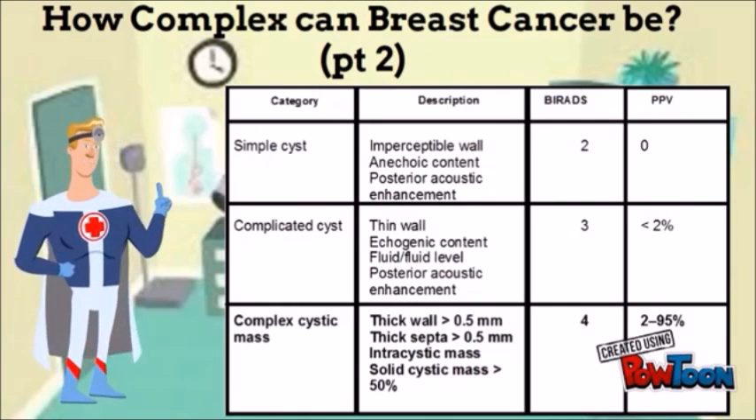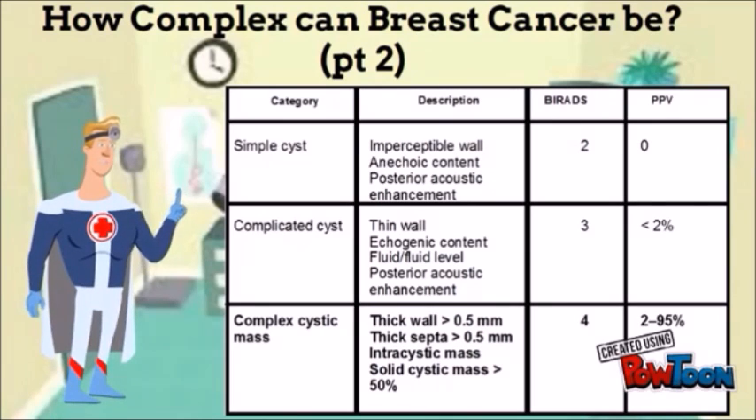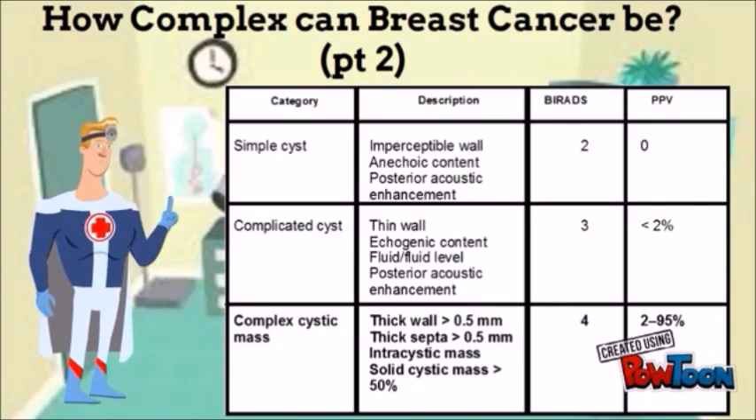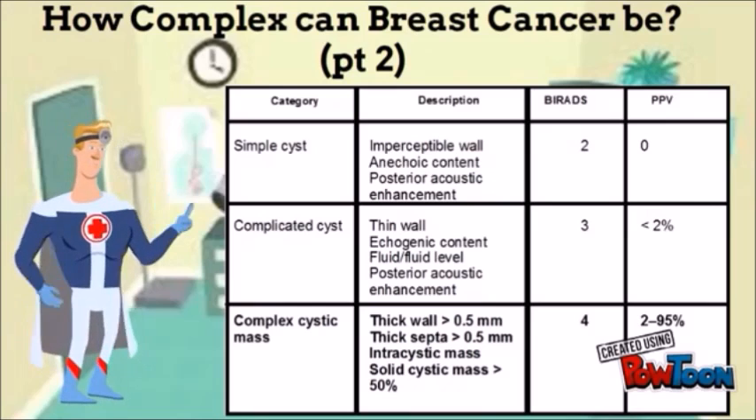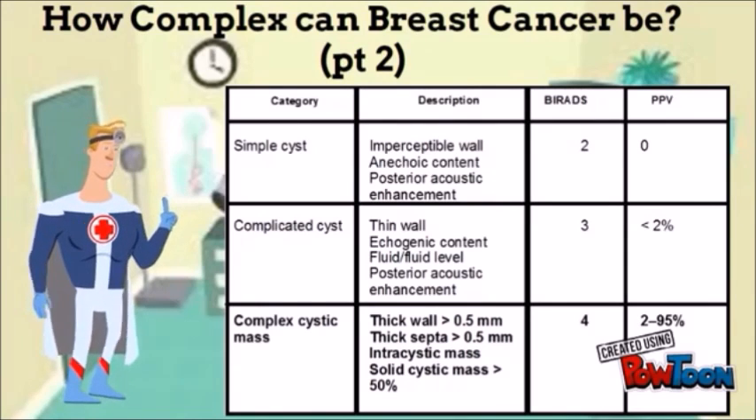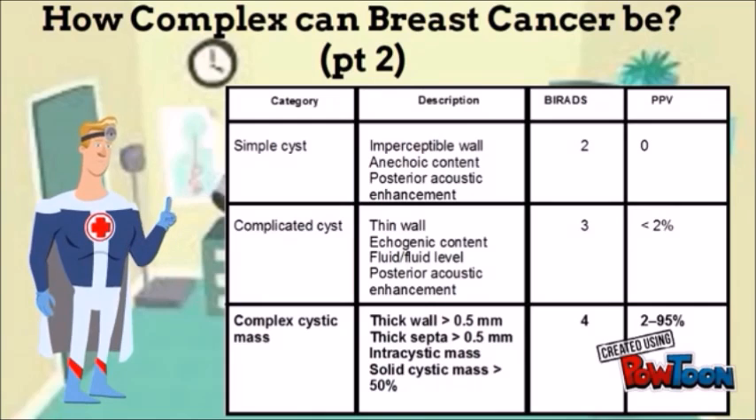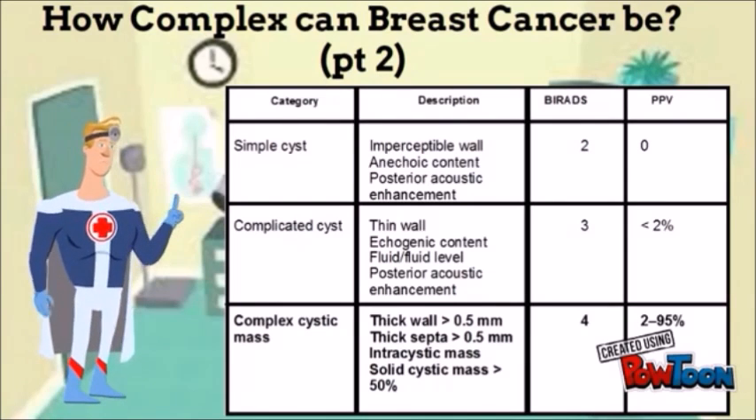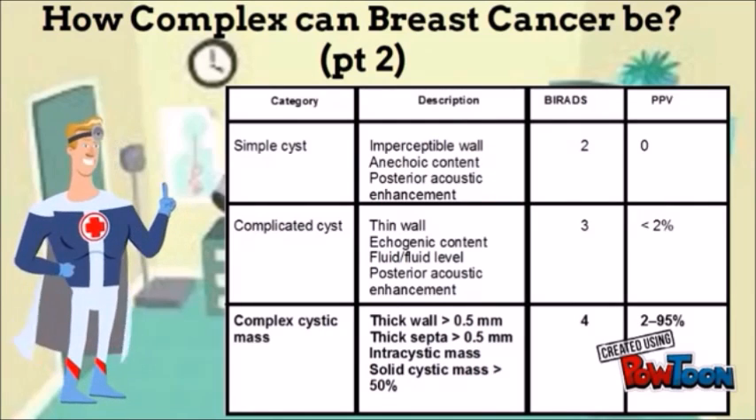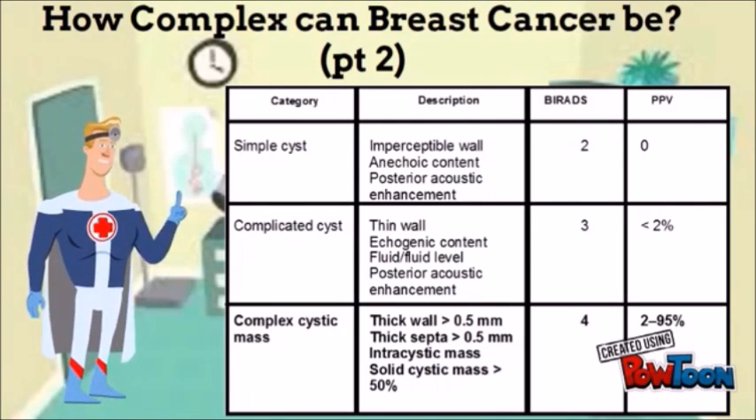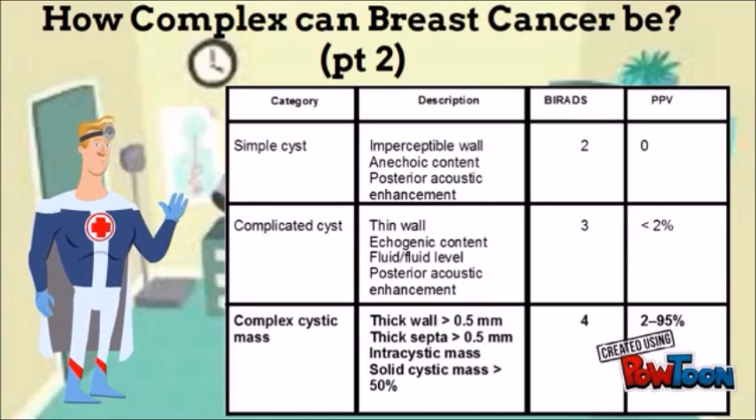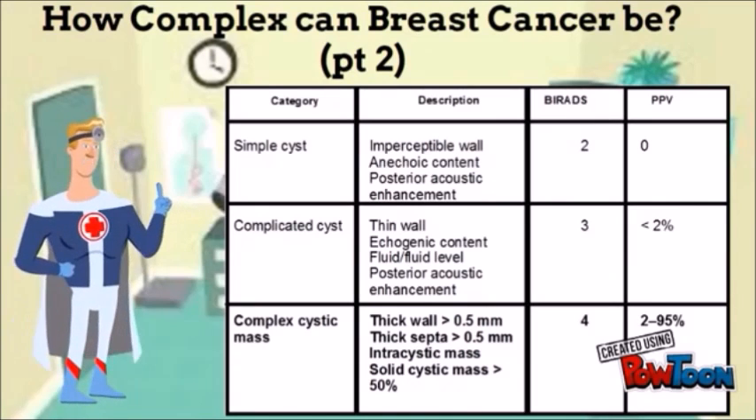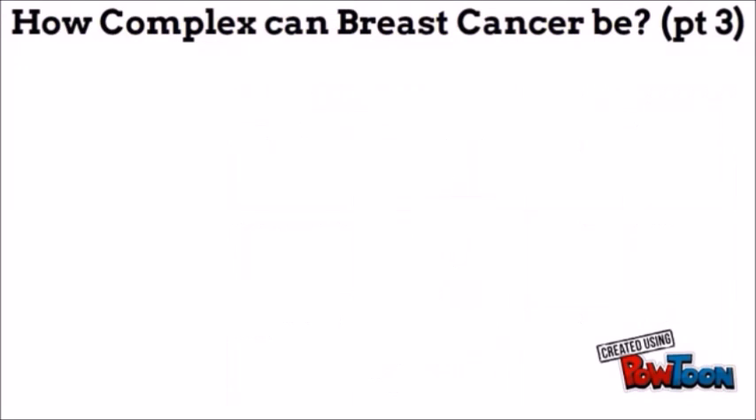The second category is complicated cysts. They are described by their thin wall, echogenic content, fluid-to-fluid level, and posterior acoustic enhancement. Their BI-RADS is 3, and their PPV is less than 2%. The third category is the complex cystic mass. It is often described with a thick wall and septa, both exceeding 0.5 millimeters, an intracystic mass, and a solid cystic mass exceeding 50%. Its BI-RADS level is 4, and its PPV ranges from 2 to 95%.